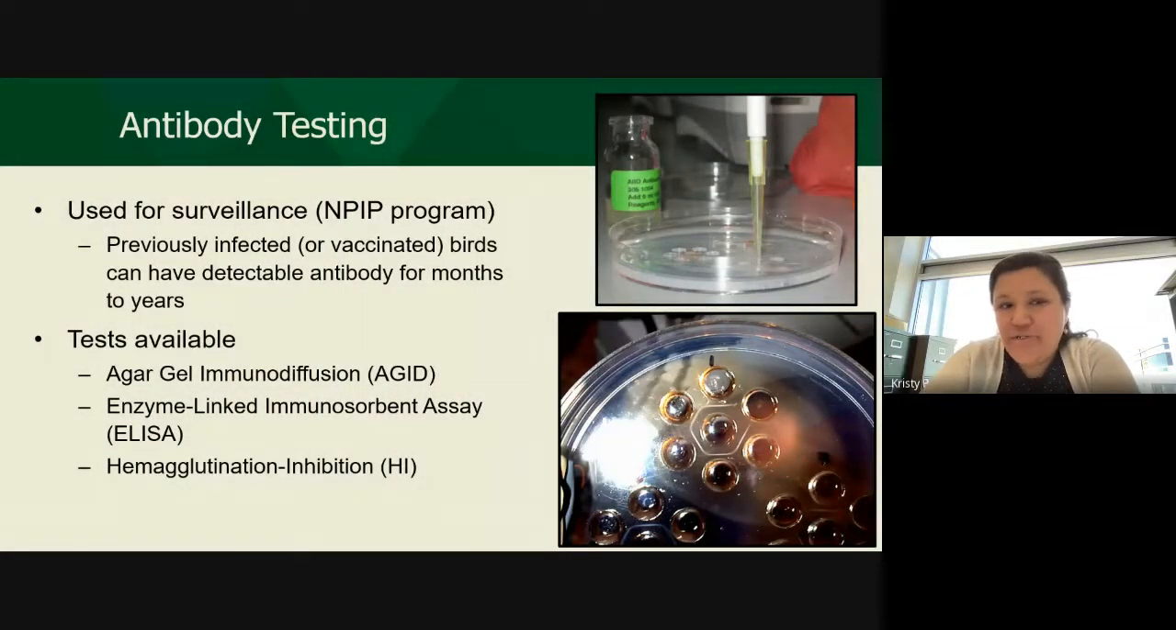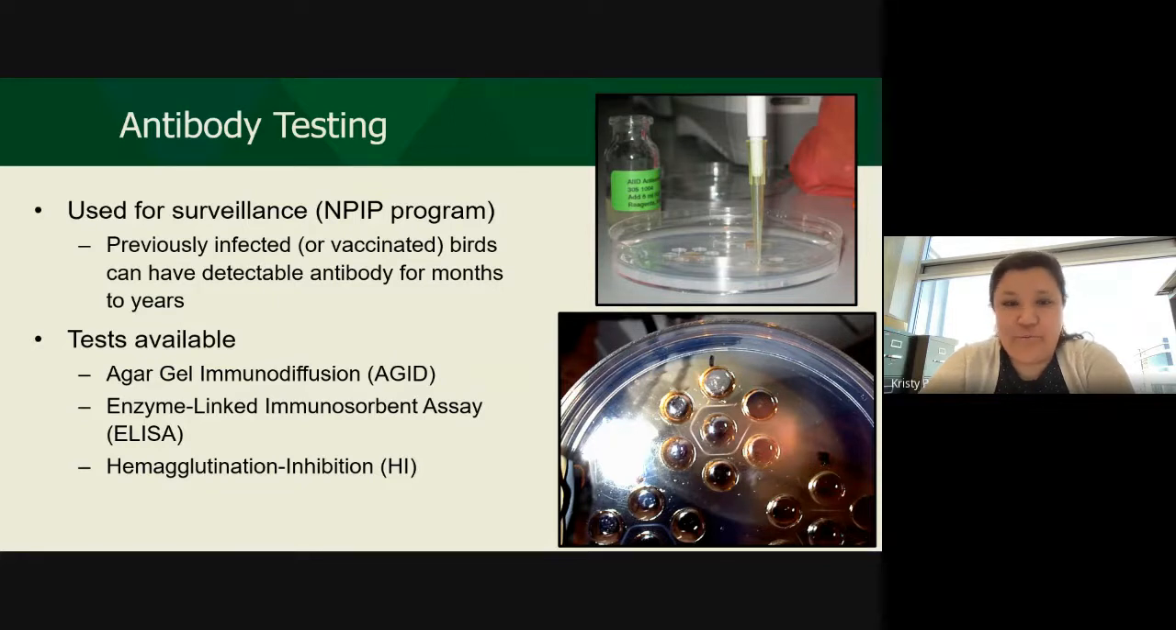Again, we offer a lot of different tests. I'm only going to kind of talk about 2 categories of tests here. So one would be the antibody test that we use. And we use these tests for general surveillance. So if you're part of the NPIP program on the commercial side, these are most likely the tests you're going to be using. The reason we use these are because antibodies are long-lived.